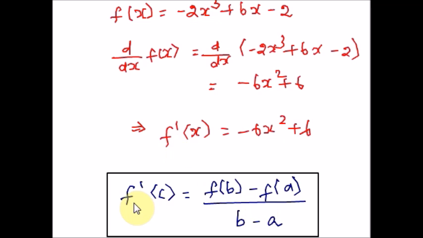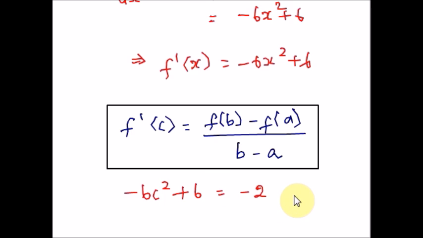For f dash of c, just plug in this expression. Instead of x, we are going to plug in c. And for the right side, we have got -2. If we shift all the terms to one side of the equation, we'll get a quadratic equation, right? Of the form ax square plus bx plus c. So let us create a quadratic equation and factorize that and solve for c.